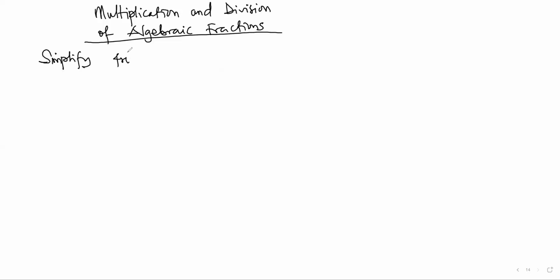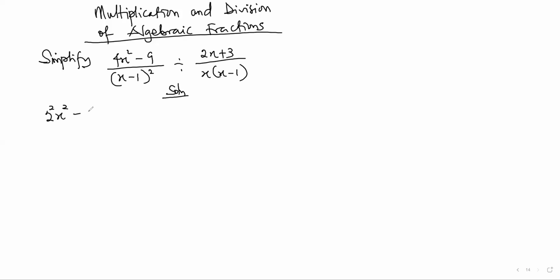So we have (4x squared minus 9) over (x minus 1) all squared, divided by (2x plus 3) into bracket (x minus 1). To solve the numerator on the left-hand side, this 4 can be expressed as 2 squared, x squared minus, the 9 can be expressed as 3 squared. This is the difference of two squares.